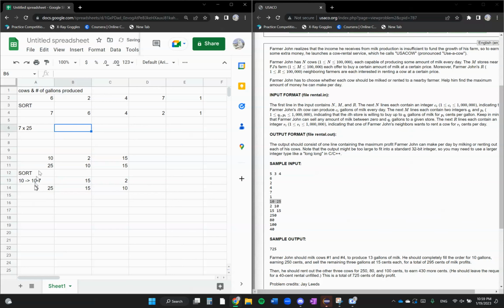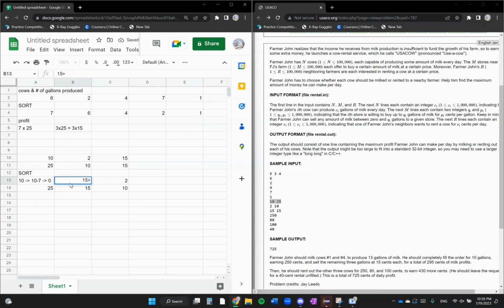And then for this one, we're actually going to have to split it in between. So let's call this profit. Let's say it's a separate array. And in this one, this cow produces 6 gallons of milk. So we can buy 3 here. So that's 3 times 25 plus 3 times 15, because we can also sell 3 gallons of milk to this store. So this turns into a 3 minus 3, which equals 0.